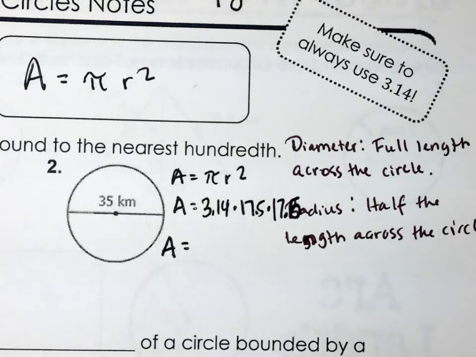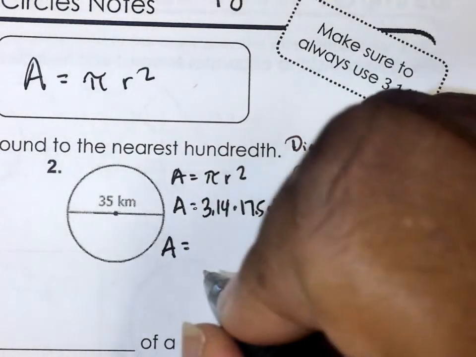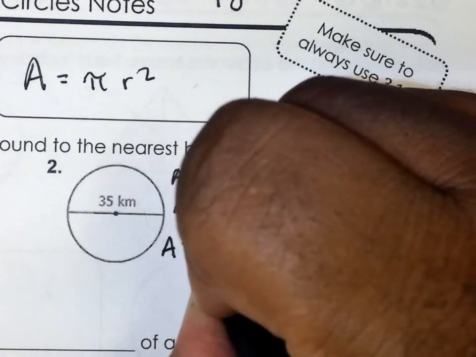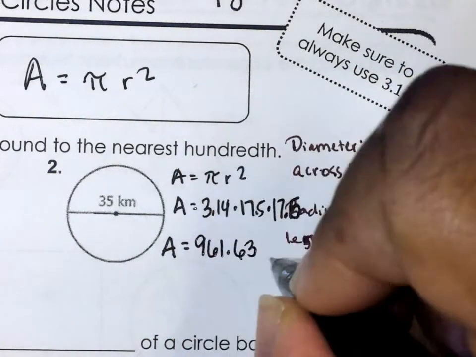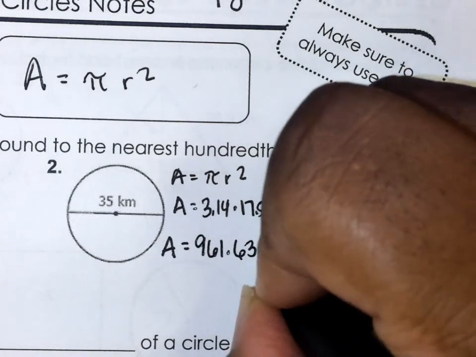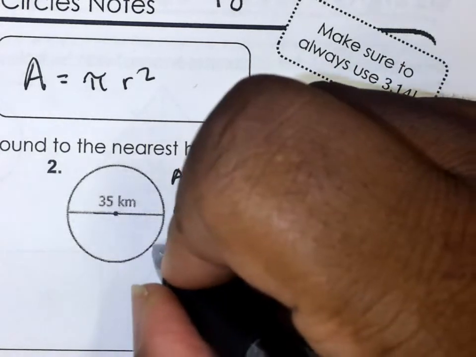What we got? 961.63. This is kilometers squared.